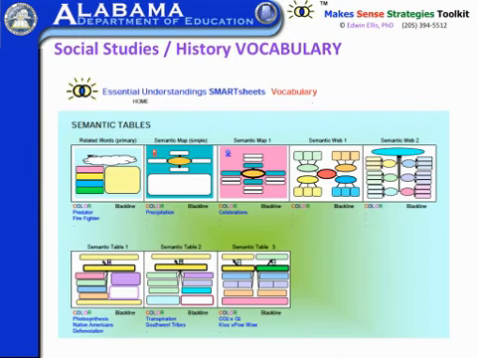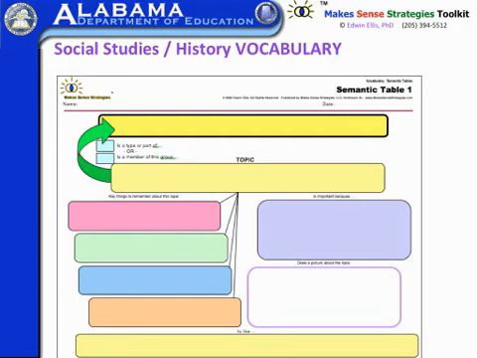So in terms of semantic tables, if you click on that, what will open up is a series of various options. Now obviously some of these are very definitely little kid oriented, and some you can definitely use in high school. Now I'm going to open one of these just to give you a simple example, and then we'll look at some more sophisticated versions.